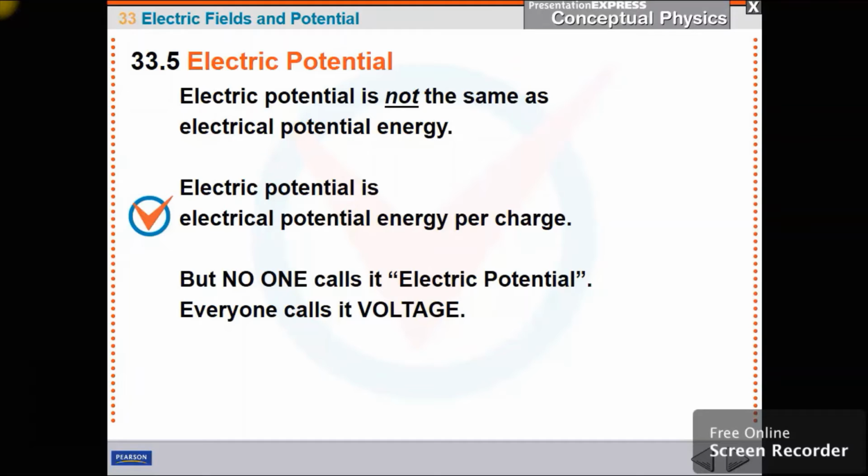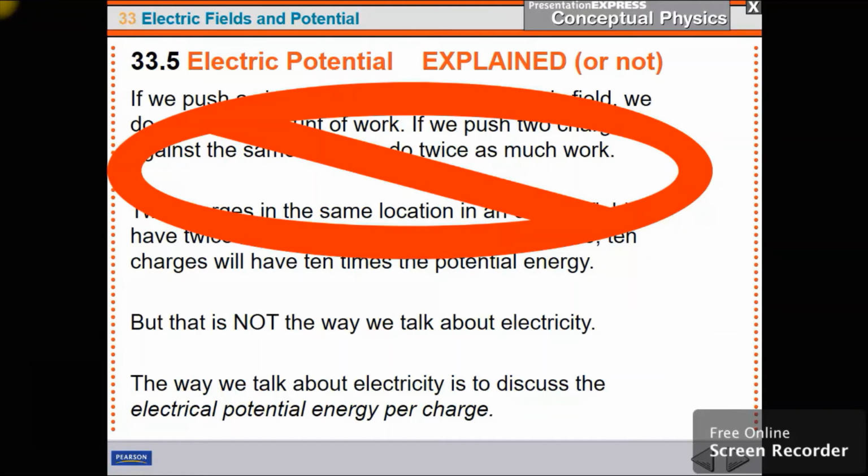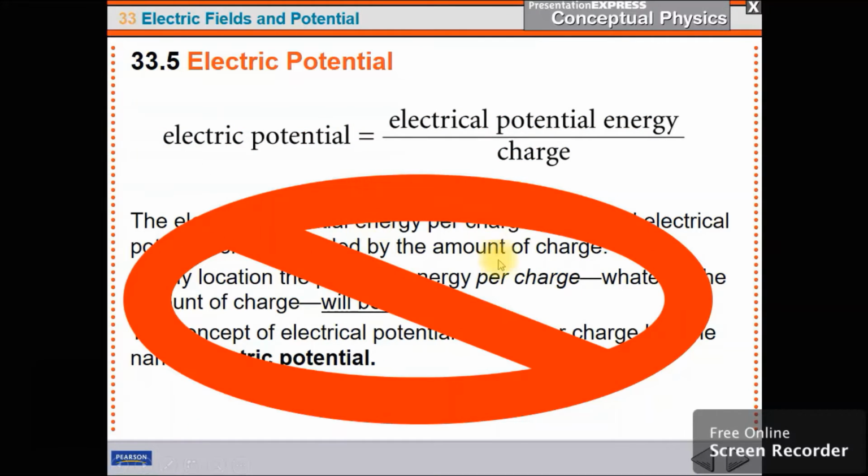But no one in the real world calls it electric potential. Everyone calls it voltage. That is not the way we talk about electricity, whatever this stuff is up there. Again, this is not how we talk about electricity in the real world.